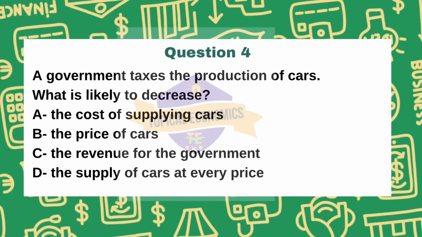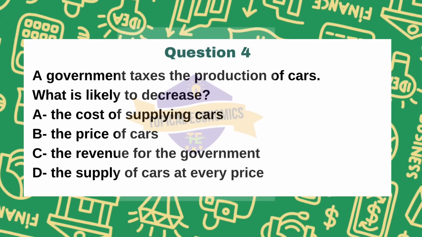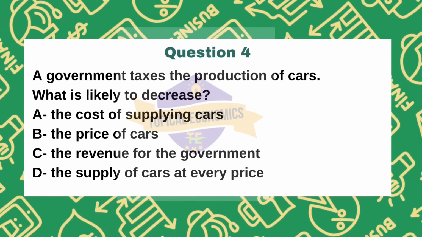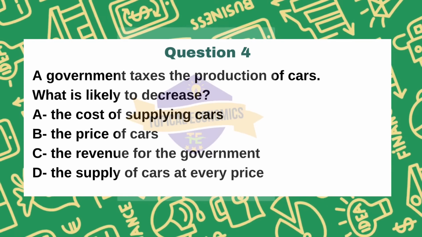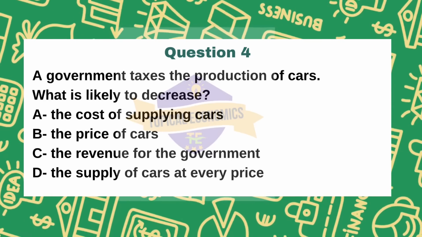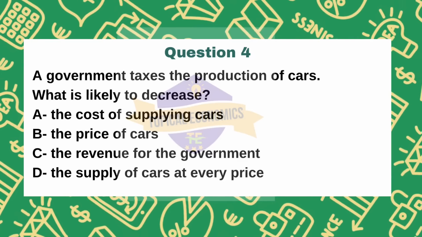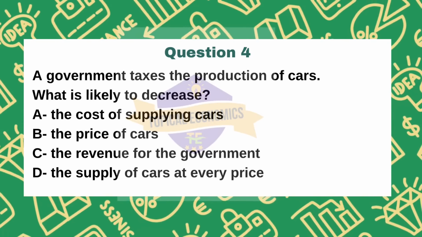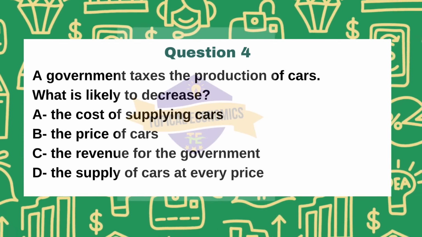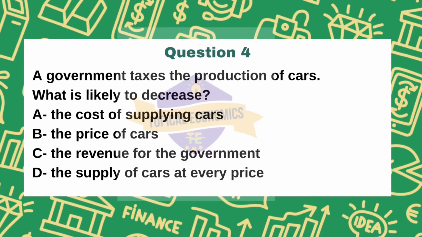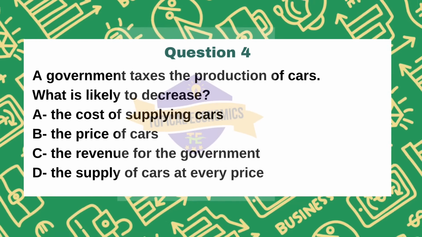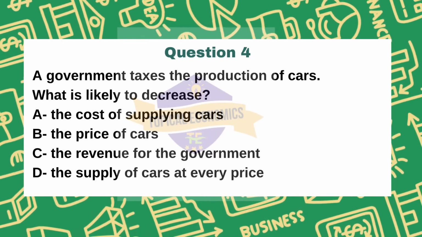The correct answer for this question is option D. The supply of cars at every price. When a government imposes a tax on the production of cars, it increases the cost for producers. This added cost makes production more expensive, which typically results in a decrease in the supply of cars at every price level. The supply curve shifts to the left as producers are less willing to supply the same quantity at the previous prices due to the additional tax burden.